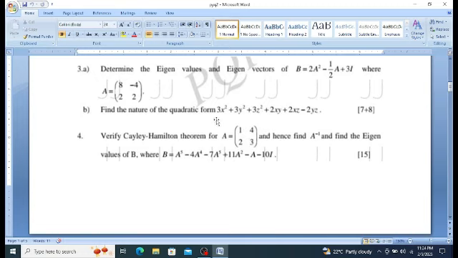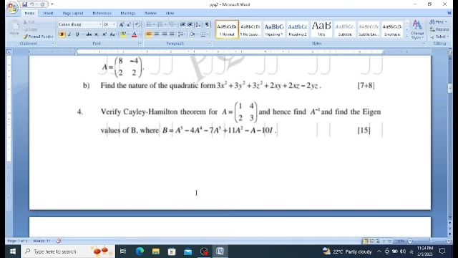Then A cube becomes A square, A square becomes A, A becomes I, and I becomes A inverse. So from that, solve that equation and take A inverse on one side and the remaining elements on the other side. Then substitute all those matrices and finally you will get the A inverse. That is A inverse. Then find the eigenvalues of B.